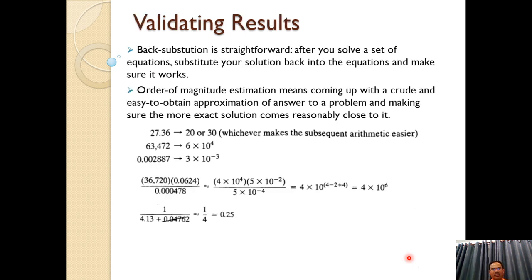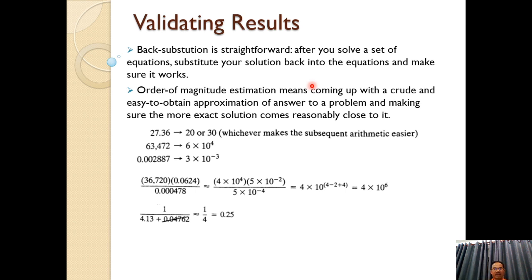And the next one is validating results. For validating results, back substitution is straightforward: after you solve a set of equations, substitute your solution back into the equation and make sure it works. So you can substitute back and check your answer. And the last one is the order of magnitude. We compare two or three values at the same level.